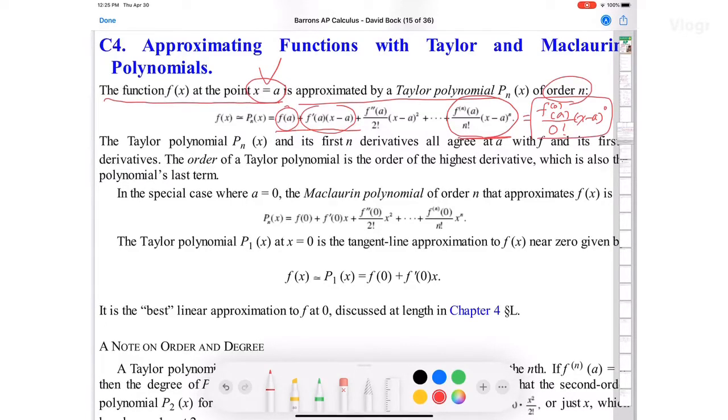That's why the 0 derivative of f at a is f of a. And then 0 factorial is 1. Any number to the 0 power is 1. That's why the first term is just f of a.